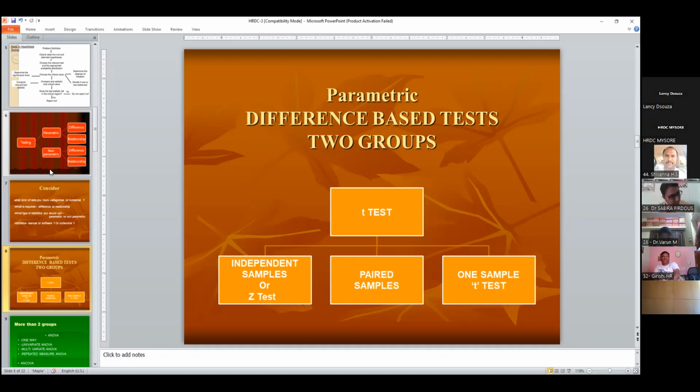But here your independent variable is split into only two levels. That's the idea. Because it's two groups, the independent variable is split into only two levels. One independent variable and one dependent variable you have. So go to the next.